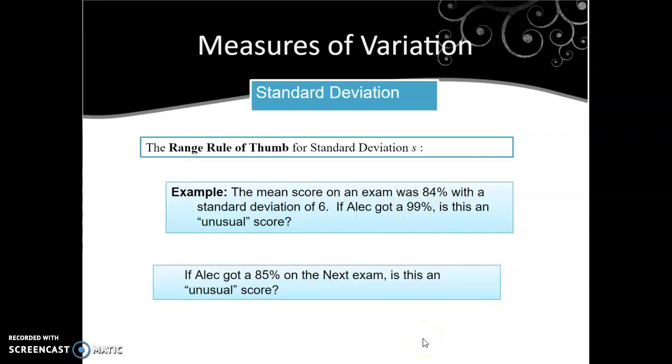If I ask the question, if Alex got an 85 on the next exam, is this an unusual score? I don't know. I have to know the mean score on that exam. I have to know the standard deviation for that exam. I have no information on how everybody else performed on that exam, so I can't answer the second question. So in order to find the usual or unusual values, you have to know the mean and you have to know the standard deviation.